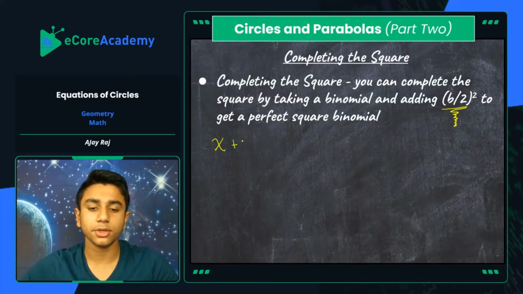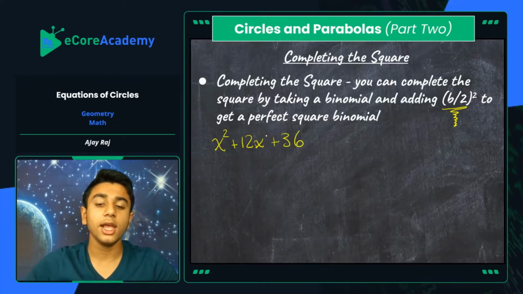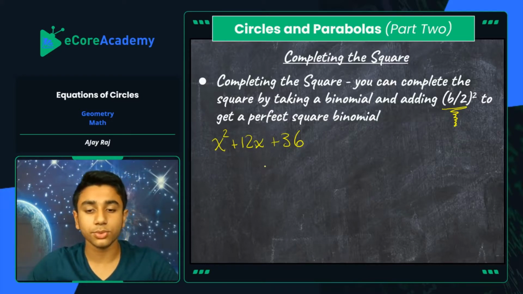So we have x squared plus 12x plus 36. This is our standard equation. And in this equation, what we want to do is make this into two binomials that are multiplied. Preferably, we want them to be squared. However, just two binomials multiplied by each other, as shown in the standard form equation of a circle.